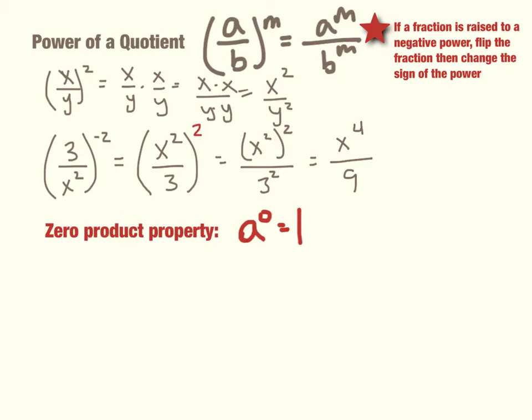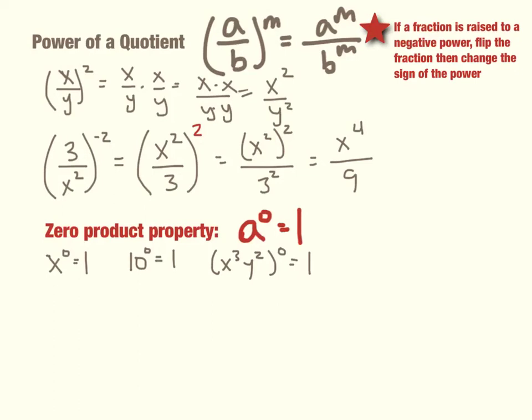Okay, the last property that we're going to talk about is the zero product property. A to the 0 equals 1. All this means is any number raised to the 0 power is 1. Okay? So, like real quickly, x to the 0 equals 1. 10 to the 0 equals 1. Right? So, x cubed, y squared, all raised to the 0 power equals 1.